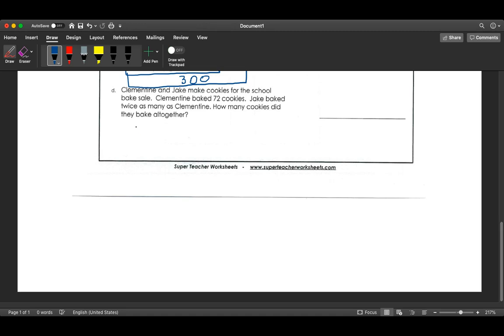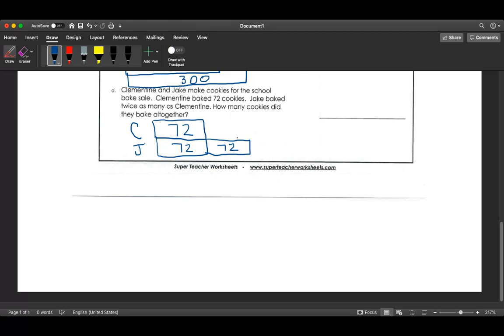So I'm going to make two bar models. I'm going to make one for Clementine, and I'm going to put a C here for Clementine. And I'm going to draw the bar to show that Clementine made 72 cookies. And Jake, put a J for Jake, he made twice as many. So I'm going to make two bars for Jake. So if Clementine made 72 and Jake made twice as many, I need two groups of 72 to show how many Jake made.